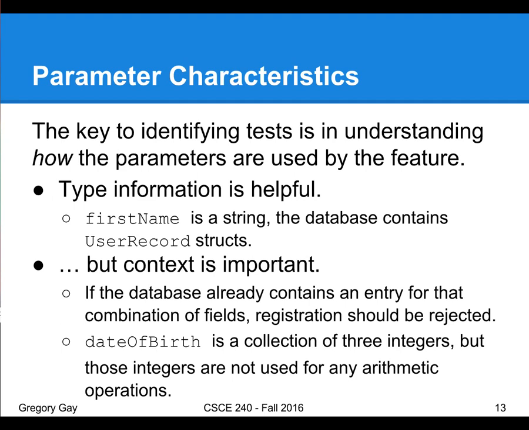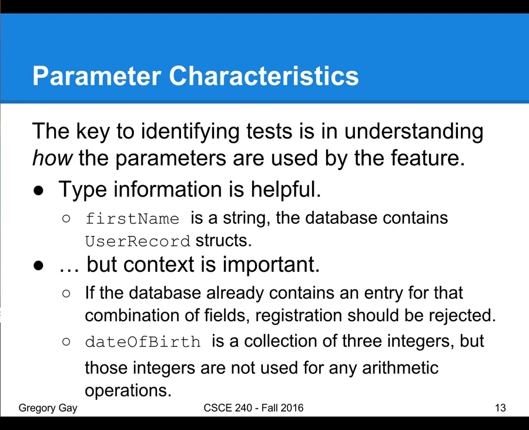From there, the key to identifying tests and coming up with those is understanding how those parameters are being used by the feature you're testing, right? And of course, type information is helpful. Even if you haven't started coding, you can start coming up with your expectations here. Well, your first name should be a string, right? It doesn't make sense to call that a float. So, your first name is going to be a string. Your year of birth might be an integer, right?